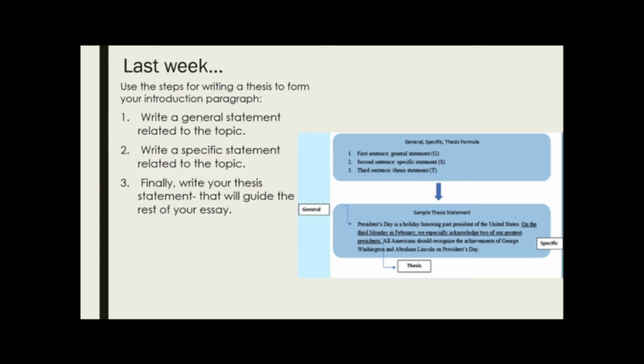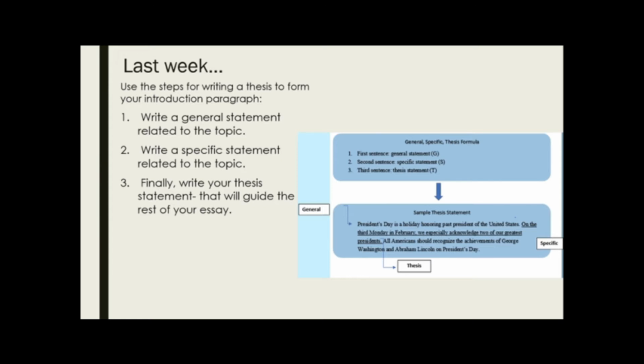All right, last week when we came together, we talked about the steps for writing a thesis for your introduction paragraph. The first thing you do is you write a general statement related to the topic. Then you write a specific statement related to the topic that gets a little bit more into the who, what, when, where, and why. And then finally, you are very specific when you write your thesis statement that guides the rest of your essay.